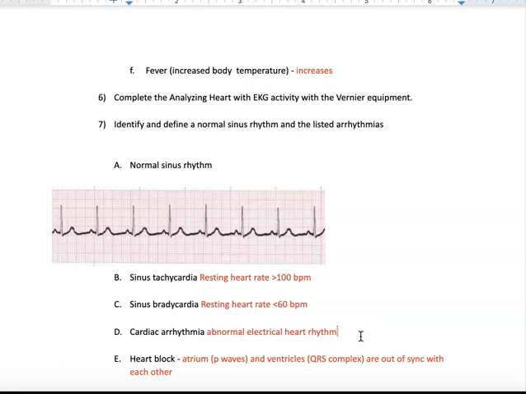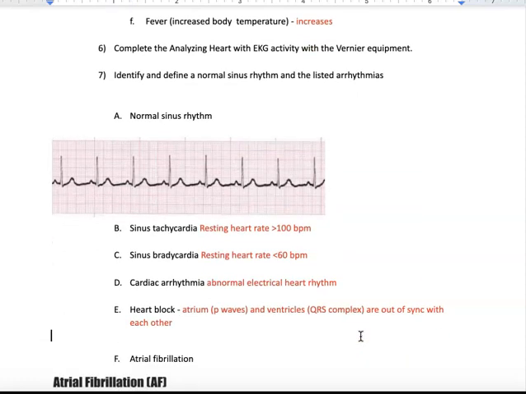So something is not right. A heart block. There's 3 degrees of heart blocks, and this gets a little confusing, but basically what I want you to know is that the P wave and the QRS, the atrium and ventricles, are out of sync with each other. So the atrium may be beating completely out of sync with the ventricles. A 1st degree block is not as serious. 2nd degree, 3rd degree get more serious.